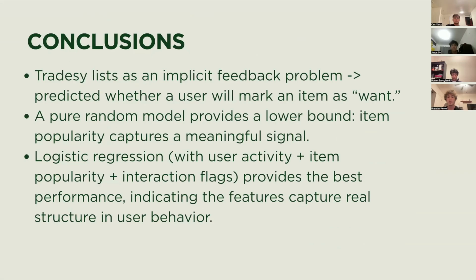Our results show that Tradesy is best treated as an implicit want prediction problem. A random model gives us the lower bound, and item popularity already carries useful signal. Logistic regression performs the best overall, meaning the features, user activity, item popularity, and interaction flags, capture real structure in user behavior.